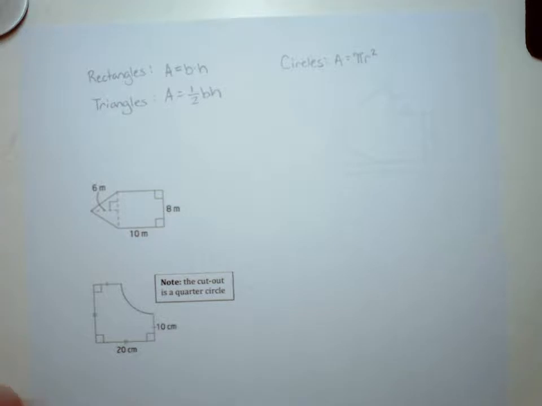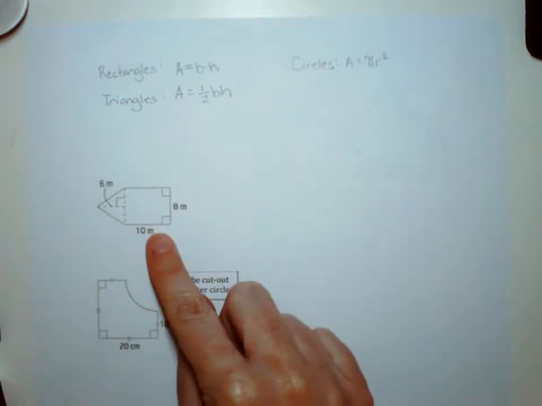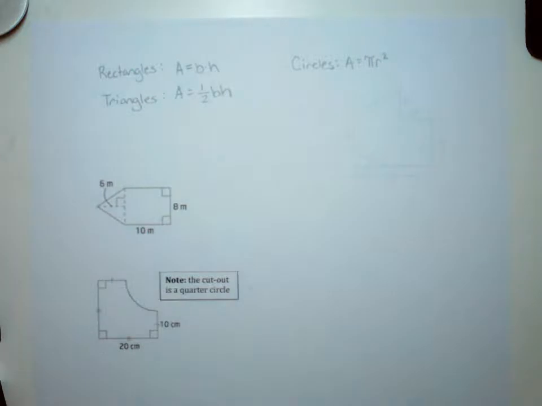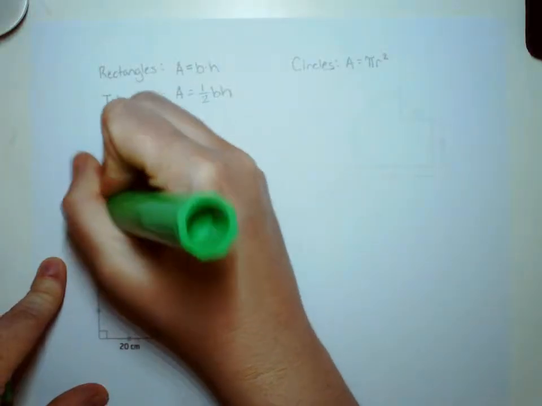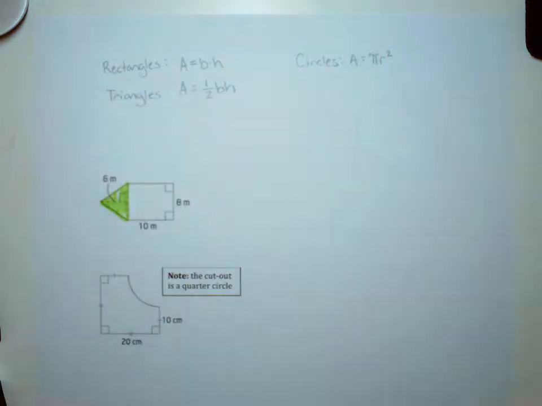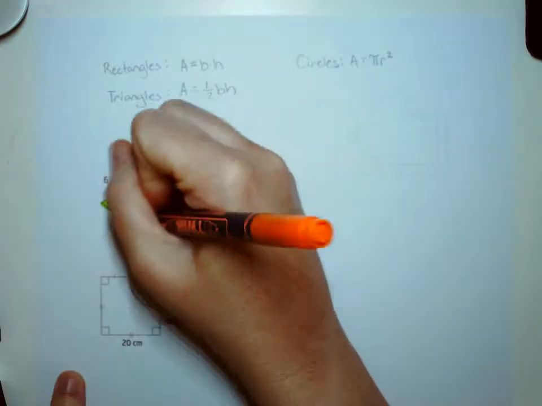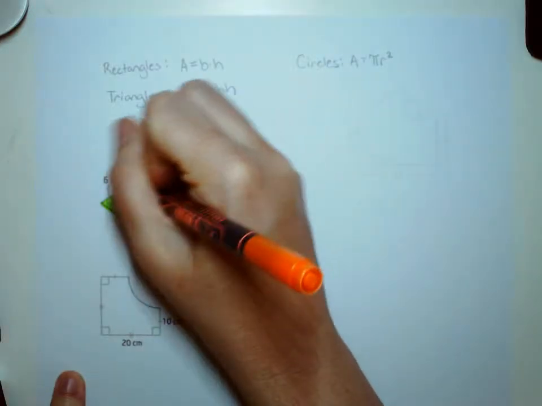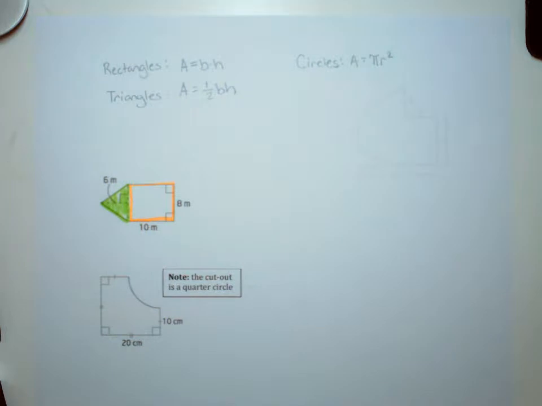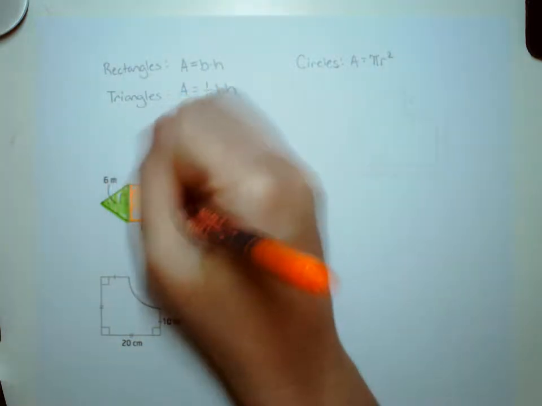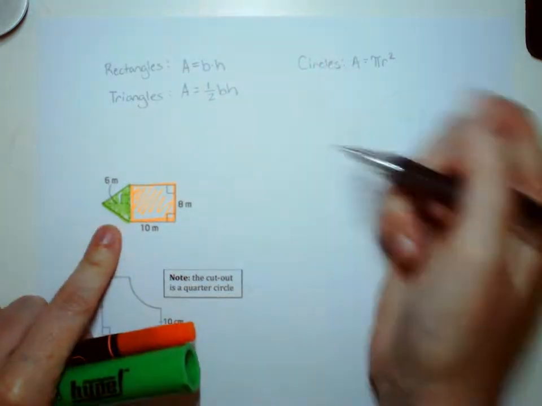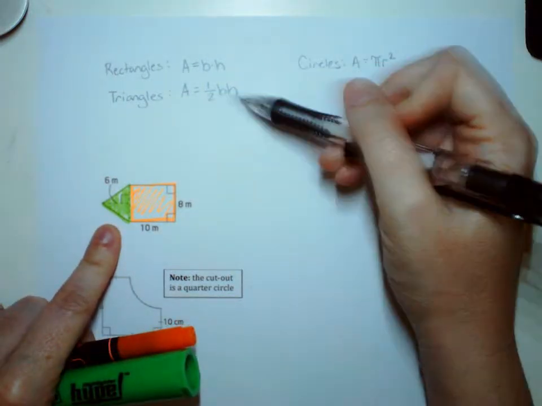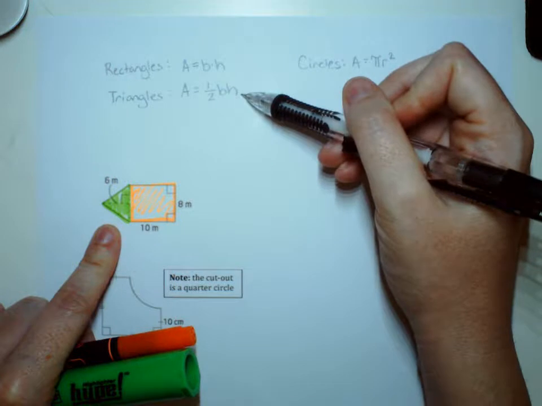Okay, so for example, when I look at this figure, I see that I have two shapes. I have a triangle and I have a rectangle. Okay, and I'm just going to find both of those areas independently. So again, if I'm finding the area of a triangle, it's going to be 1/2 the base times the height, where the base and height are perpendicular.